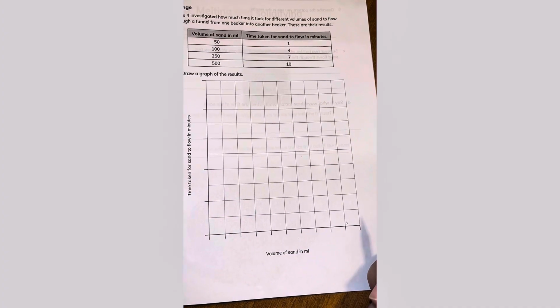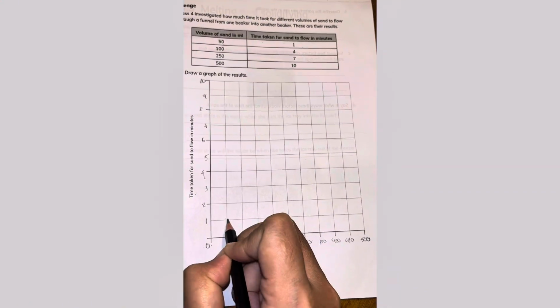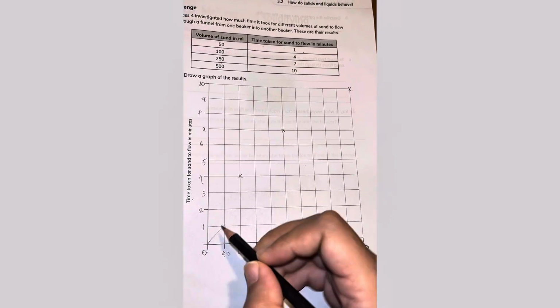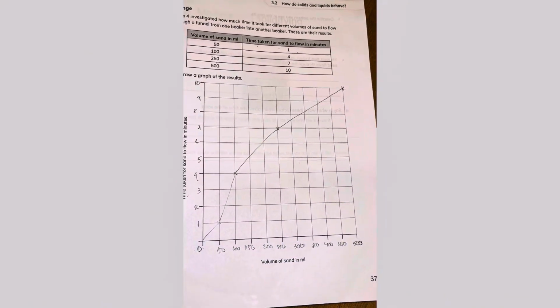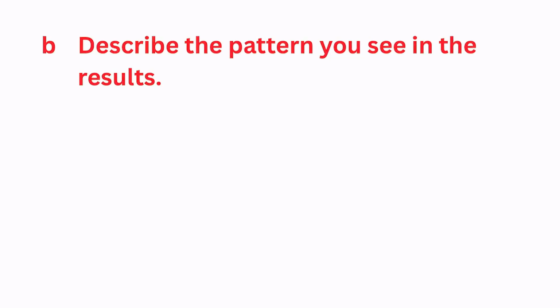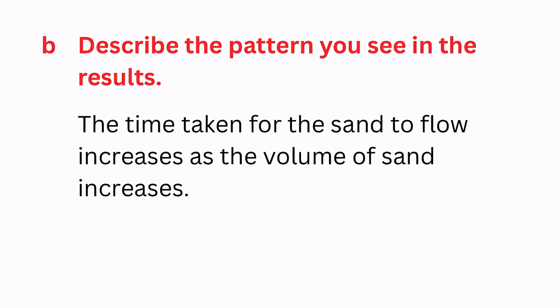A. Draw a graph of the results. So let's draw the graph together. Question number B. Describe the pattern you see in the results. The time taken for the sand to flow increases as the volume of sand increases.